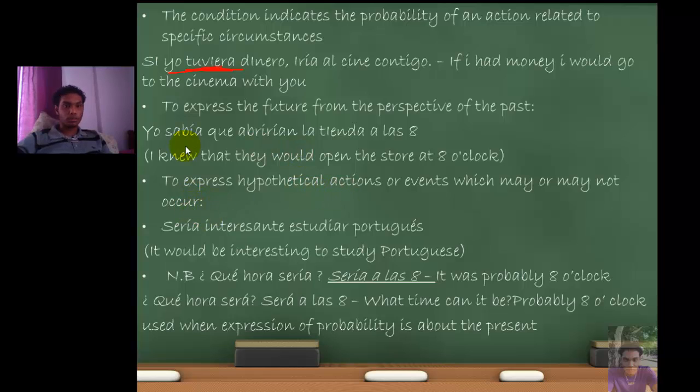Now, ya sabía que abrirían la tienda a las 8, right? Abrirían, right? That they would open the store at 8 o'clock, right? Just take a quick note of this. ¿Qué hora sería? Sería a las 8, right? It was probably 8 o'clock. It's used for past, right? And as we stated earlier, será would be used for the present, right? So, por ejemplo, sería interesante estudiar portugués. It would be interesting to study Portuguese, right?